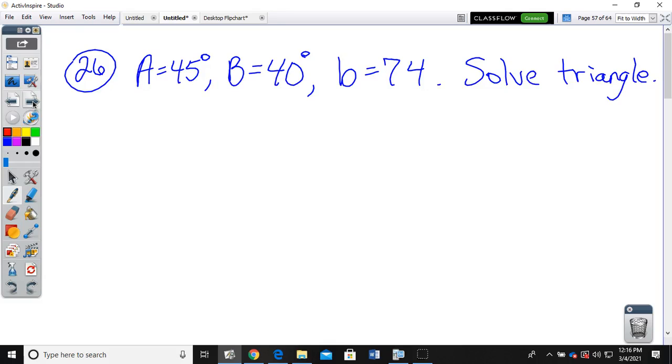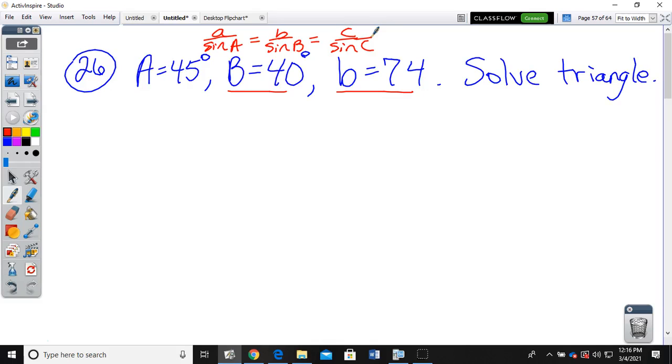To know which one you use, you look at the information they give you. If you have the same letter twice, you know you're going to use what? Law of sines. Again, law of sines: a over sine of A equals b over sine of B equals c over sine of C. You definitely need to know that by today, hopefully. You know that. Yeah. All right.